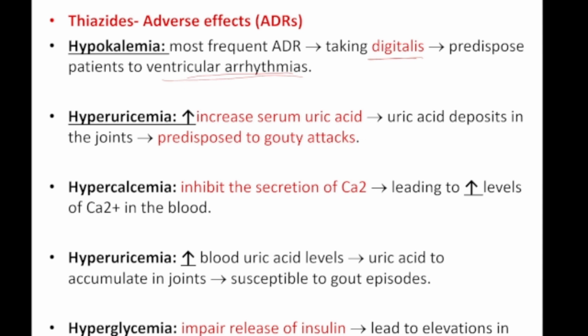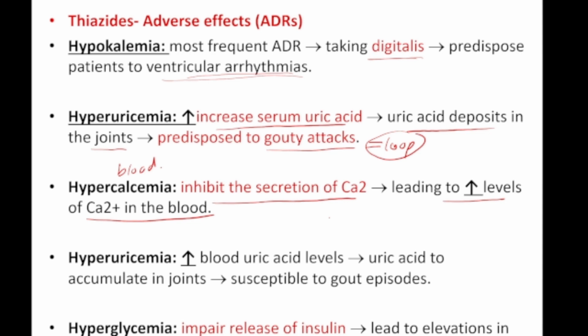Hyperuricemia, increased level of uric acid in the blood, and the uric acid will be deposited in the joints and cause a gouty attack. This is similar to the loop diuretic, the same ground, loop diuretic and thiazide. Hypercalcemia, increased level of calcium in the blood due to the inhibited excretion of calcium. We discussed the beneficial effect of this action. Hyperuricemia is repeated here, so I'm not going to speak about it. Hyperglycemia is due to the impaired release of insulin.